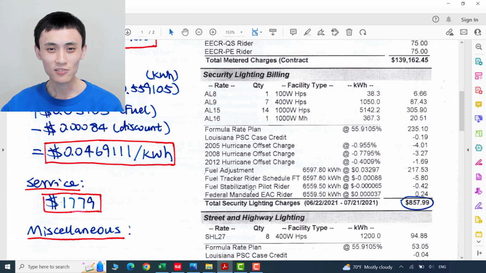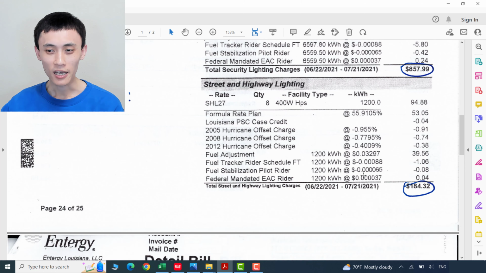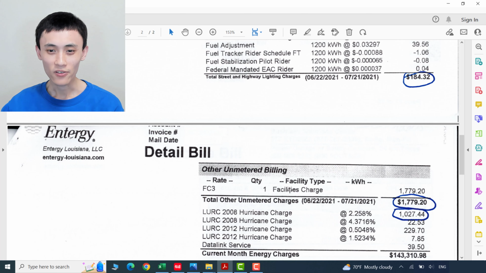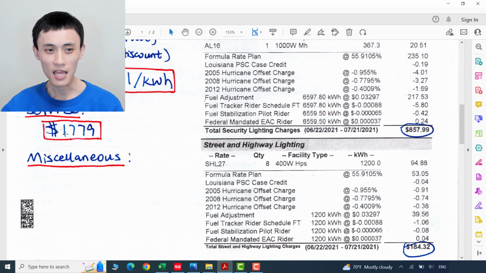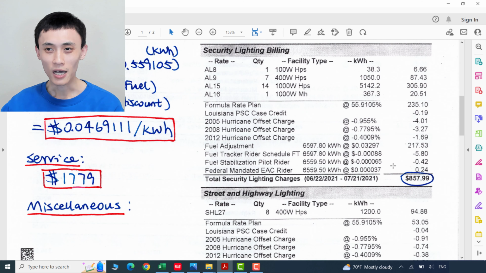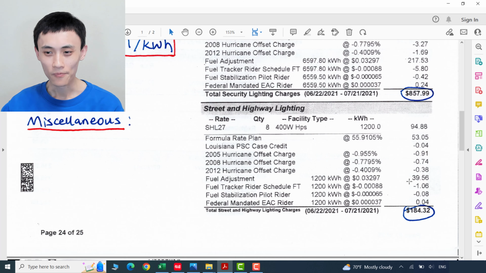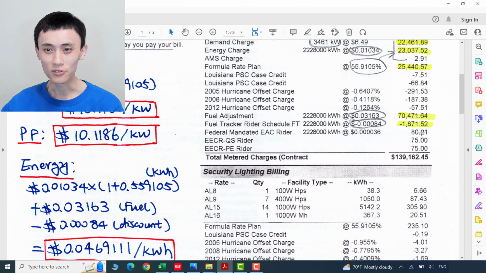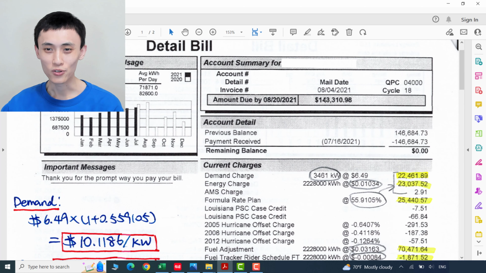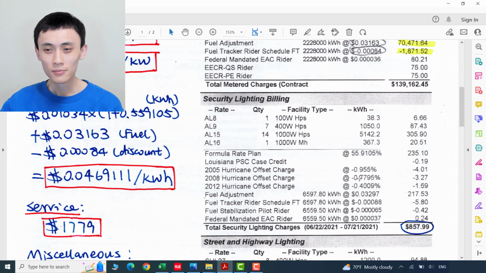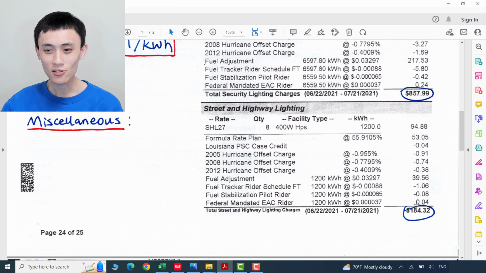Also in this particular facility, if you look at here, it has a facilities charge. You can look at the bill of each month. If it's a fixed number, then you could count that as a service charge. Besides that, we also have a lot of other charges, but they're all smaller numbers compared with $143,000. If you still think these charges matter, then you can count them as the miscellaneous charge.